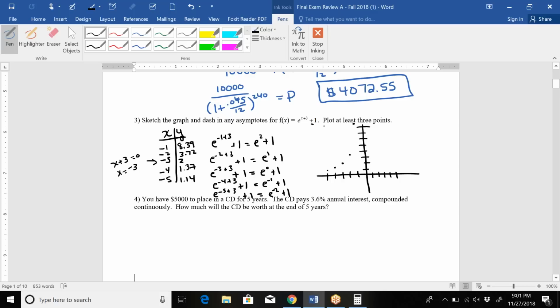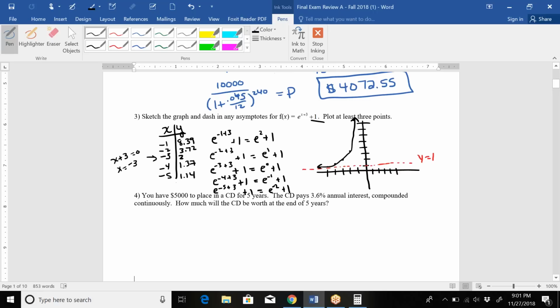That's because when you're doing an exponential graph, your horizontal asymptote is based off that vertical shift. So remember to label that in, dash it in. So at +1, we never get below that line. So that's y equals 1. And then we're going to connect and make the exponential out of the points that we've plotted. Okay, so there's that one.